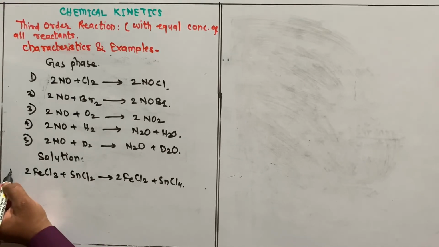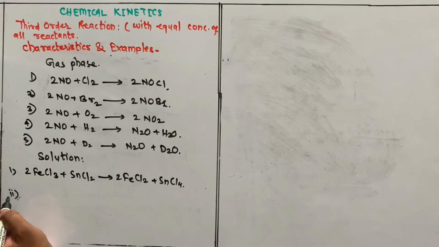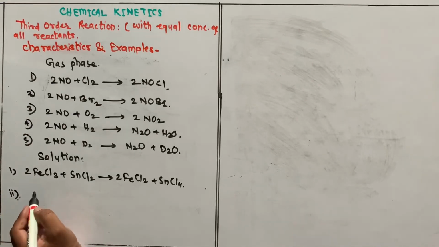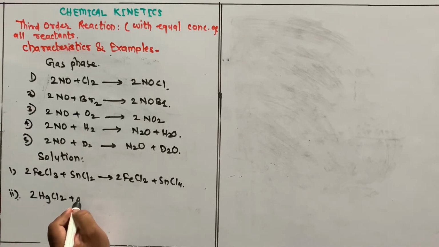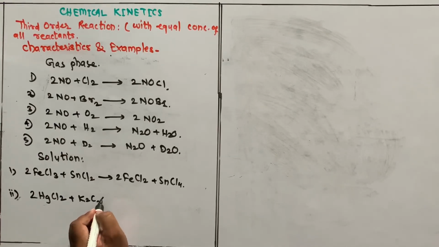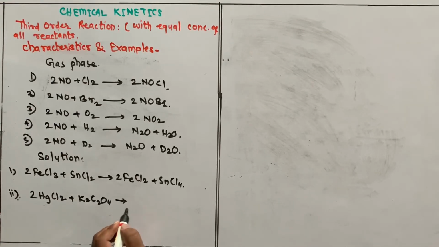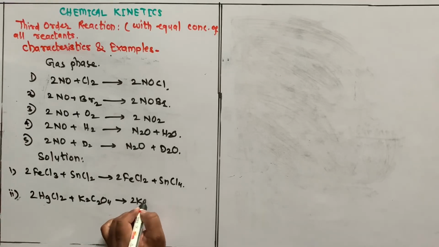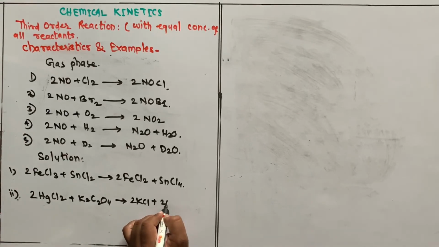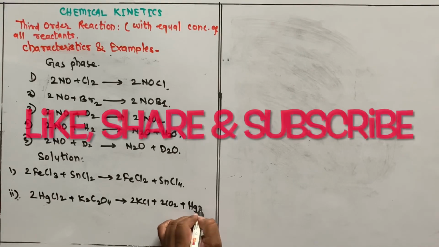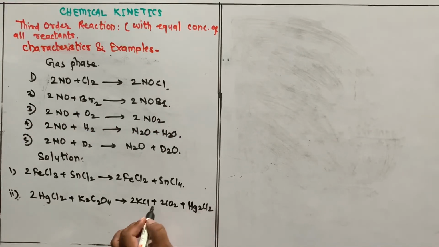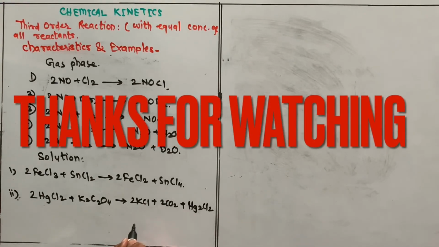And the second reaction is the reaction between potassium oxalate and mercury chloride. So Hg2Cl2 is mercury chloride. When it is treated with potassium oxalate, K2C2O4, it gives 2KCl plus 2CO2 plus calomel. This is another example which follows a third order rate expression.